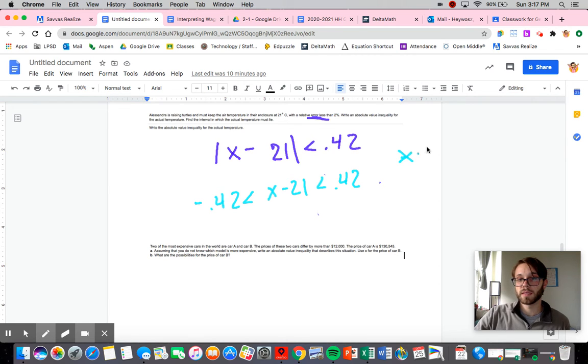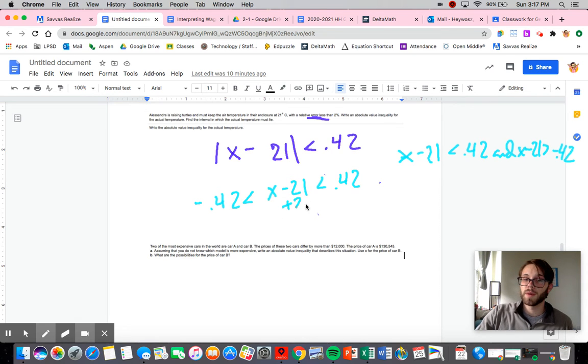The x minus 21 is less than 0.42, and the x minus 21 is greater than negative 0.42. Either of those would have been acceptable. I usually just do it this way because it's easier in my head. So then we'll add the 21 to both sides, or all sides, I should say.